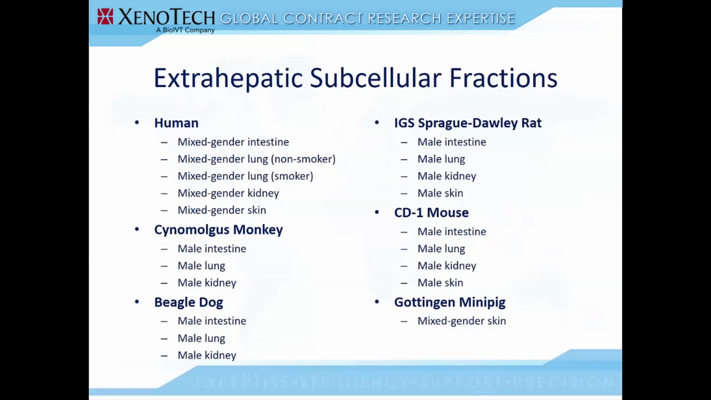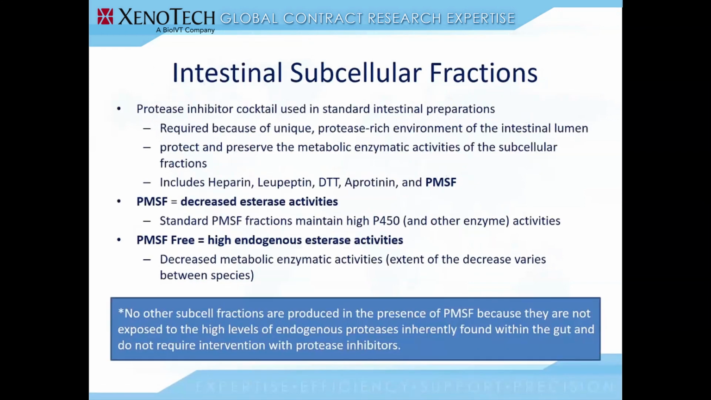Like hepatic subcellular fractions, extrahepatic subcellular fractions are available from different species, and at least with humans, the lung subcellular fractions are split between pools that are produced from donors who smoked and those that did not, as it's been long known that smoking can affect the expression of certain P450 enzymes in the lungs and may have a significant effect on metabolism. Because I mentioned that there are differences in our human lung subcellular fractions, I also want to take a moment to explain the two options available with our intestinal subcellular fractions, as the difference between the two can have a significant impact on your data and its interpretation.